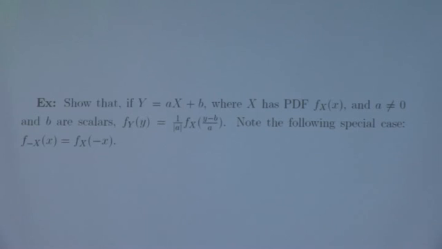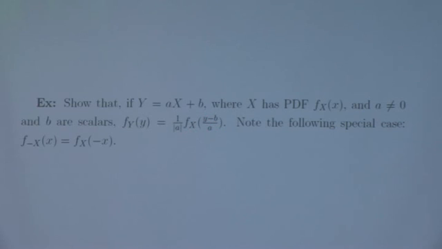Here's the second example. This example gives us a general rule about a linear transformation done to a random variable. Show that if Y is aX plus b, where a and b are constants, where X has PDF fX of x, and a is different from 0, a and b are scalars, that the following is true.